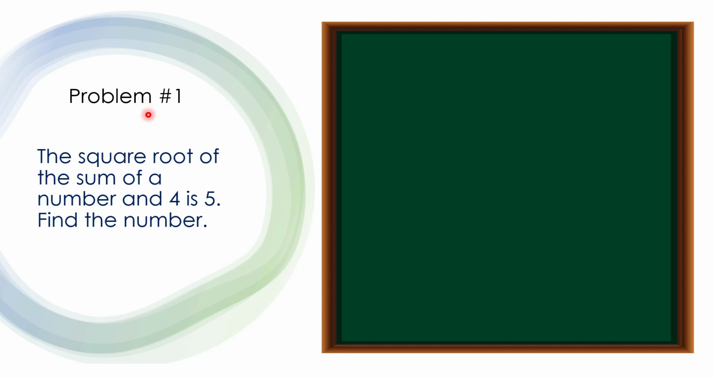Problem number 1. The square root of the sum of a number and 4 is 5. Find the number. So let us have our solution. From our problem that involves radicals, we are asked for the number. So let x be the unknown number. And from here, let us have the keyword. It says here the square root.